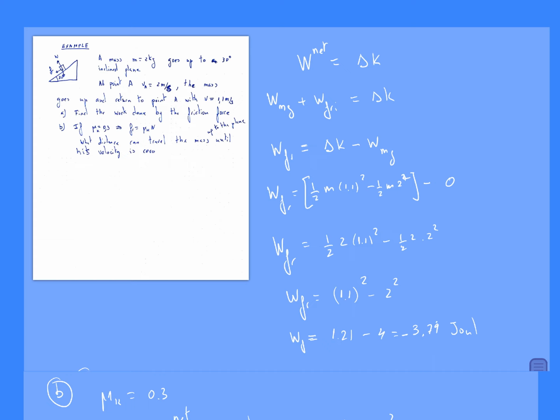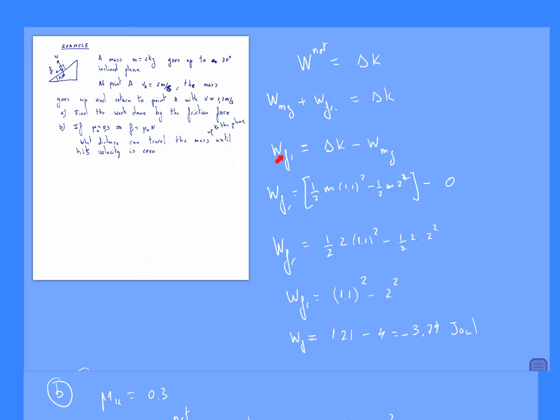How will I do this problem? I will say the net work is the change in the kinetic energy. The net work is the work done by the weight, because there is a force that does work on the object, that is the weight, plus the work of the friction, which is the change in the kinetic energy.